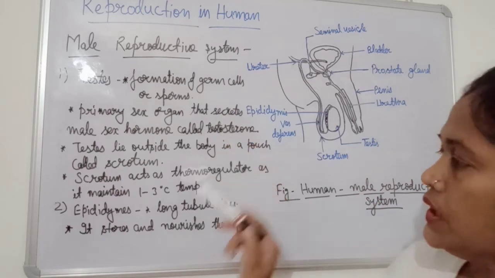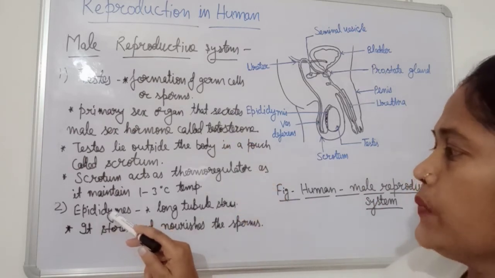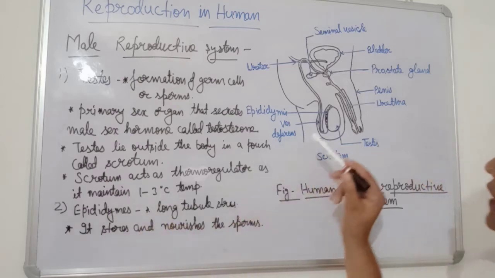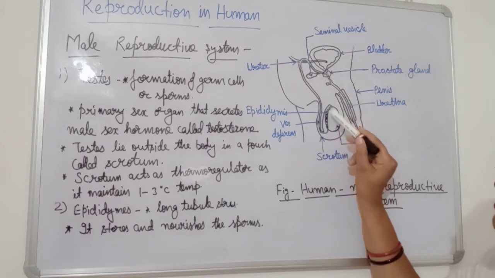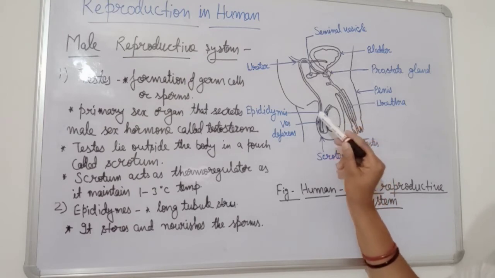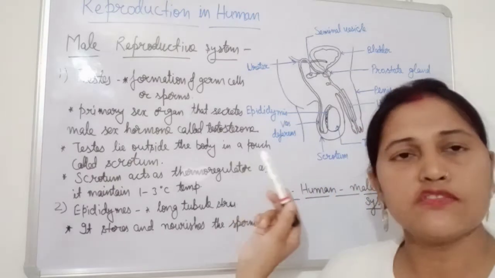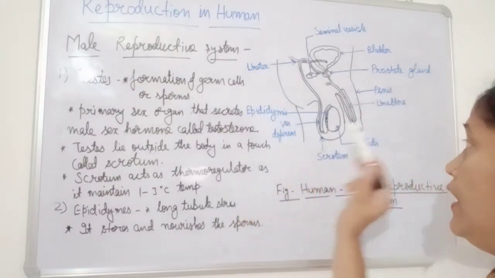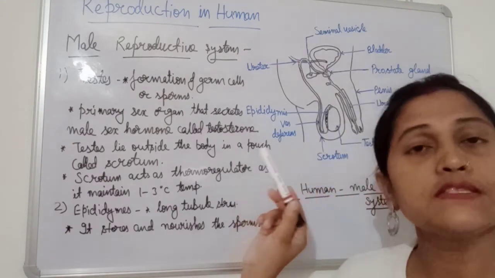Now come to the epididymes. The second important organ is the epididymis. You can see where it is located in the diagram. It is a long tubular, coiled structure. What is the use of epididymis? What is the function of the epididymis? Here sperm production occurs. It stores and nourishes the sperm.